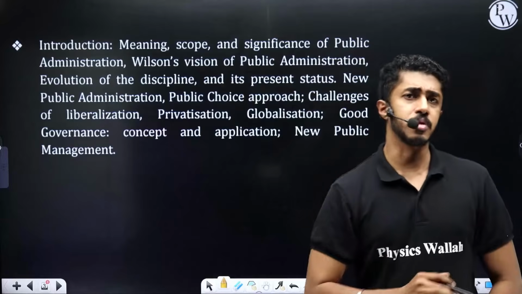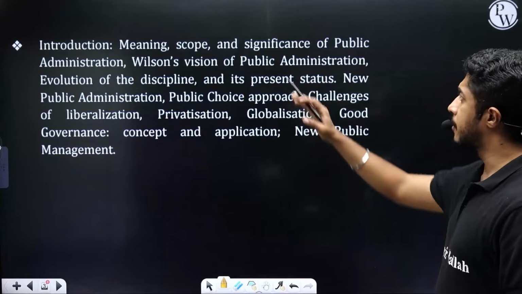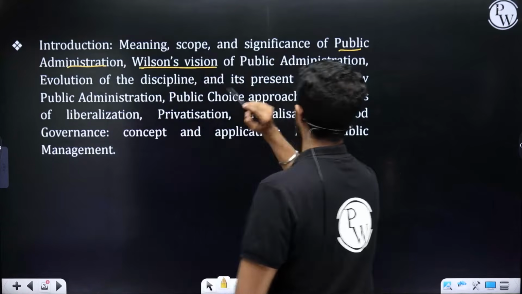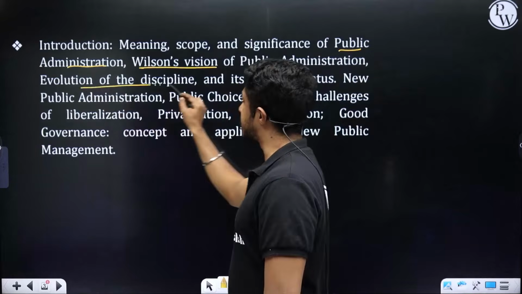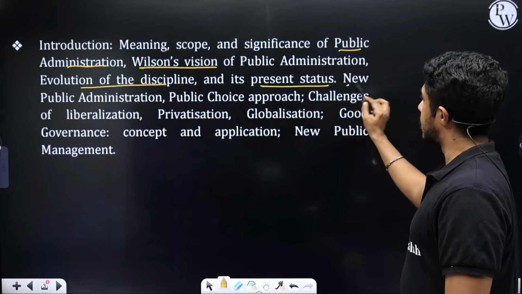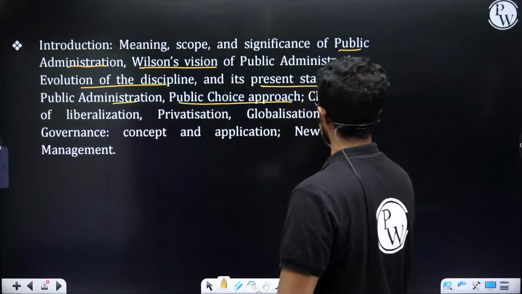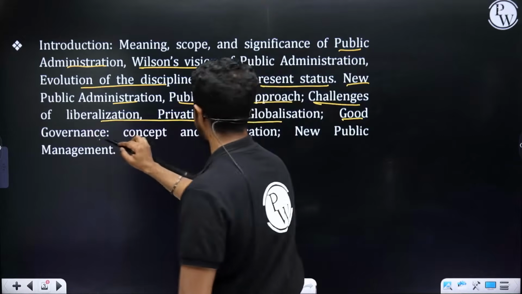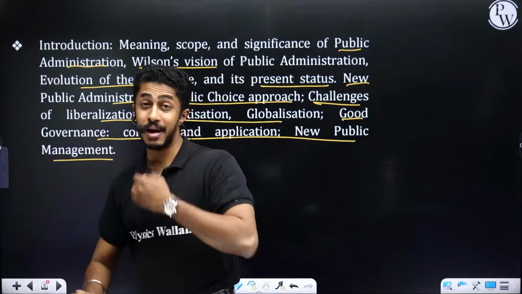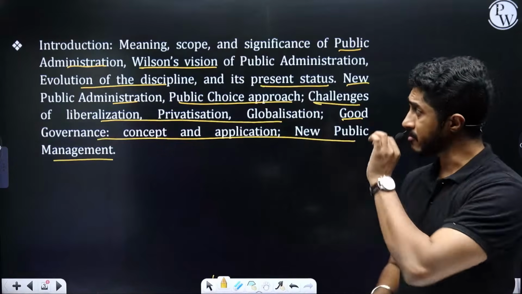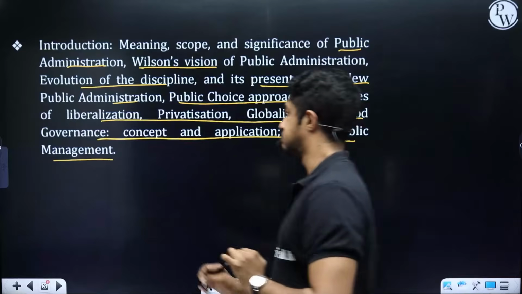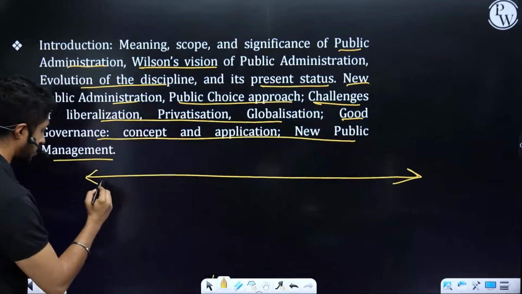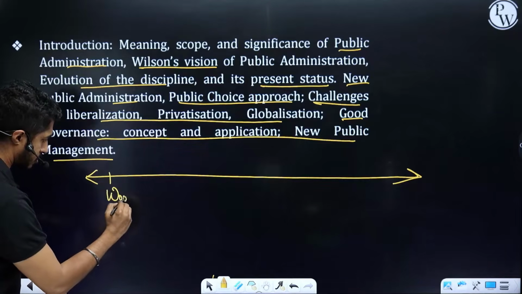So this is the first chapter in paper 1, introduction. And if you see, meaning, scope and significance of public administration, and then you have Wilson's vision of public administration, you have evolution of the discipline, its present status, new public administration, public choice approach, challenges of liberalization, privatization, globalization, good governance, concept and application, new public management. Now, if I were to draw a continuum and then write this, I will start off with Woodrow Wilson.